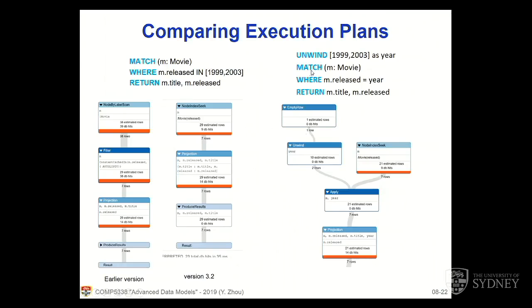Now, if we write it in this way, they basically produce the same result. Well, the performance is actually slightly different, not exactly the same, because of the apply. When we unwind this as year, then match movies where release year equals year and return title and release, this is not as efficient as this one. The query looks more complicated and the execution plan is actually more complicated.